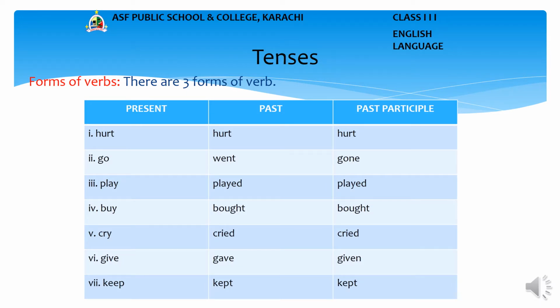Forms of verb. There are three forms of verb: present, past, and past participle. Number one, hurt, hurt, hurt. Number two, go, went, gone. Number three, play, played, played. Number four, buy, bought, bought. Number five, cry, cried, cried. Number six, give, gave, given. Number seven, keep, kept, kept. We need to learn three forms of verb to understand the tenses.